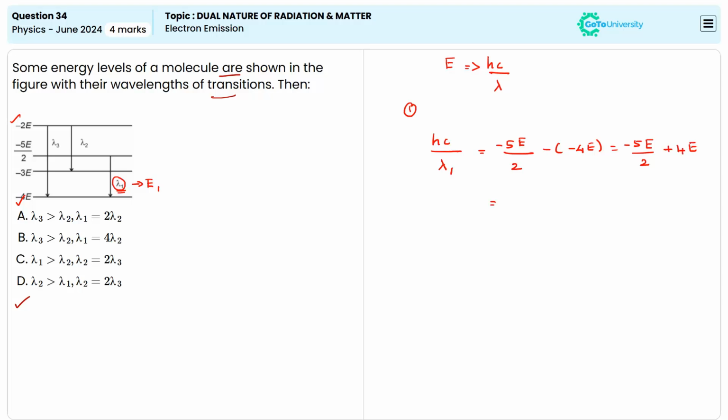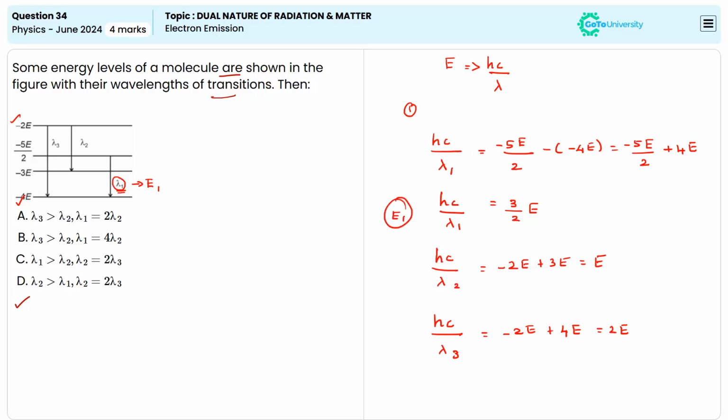When we simplify this, we will get 3E over 2. Similarly, hc over lambda 2 can be written as minus 2E plus 3E, which will be equal to E. Similarly, hc divided by lambda 3 can be written as minus 2E plus 4E, which is equal to 2E. So here we have the energy of the first photon, or else the first atom, which was released during the transition, and this is for energy 2, and this is for energy 3.